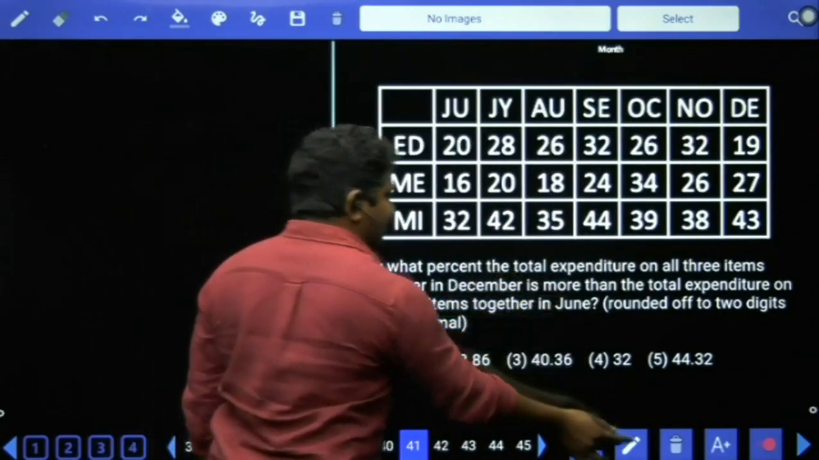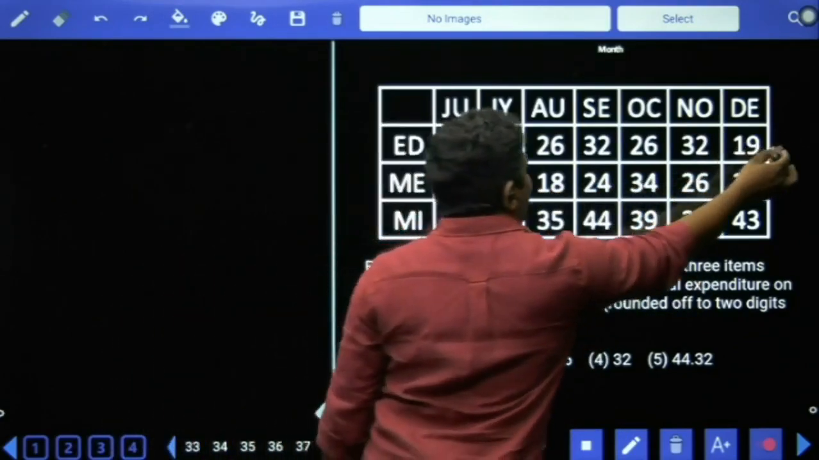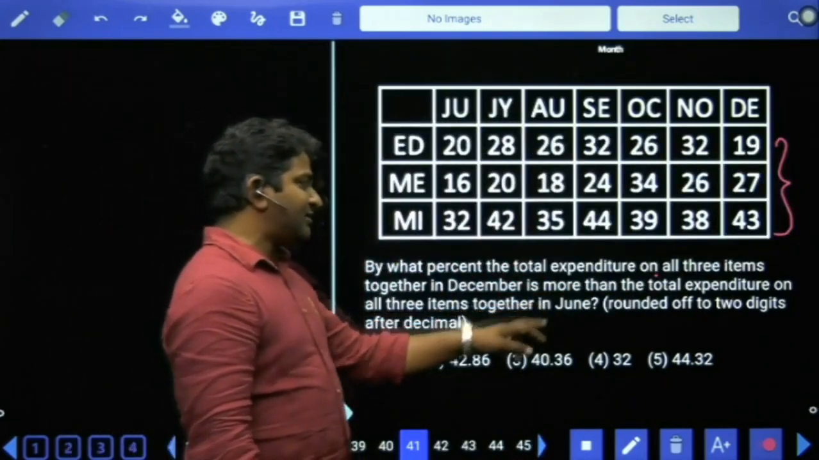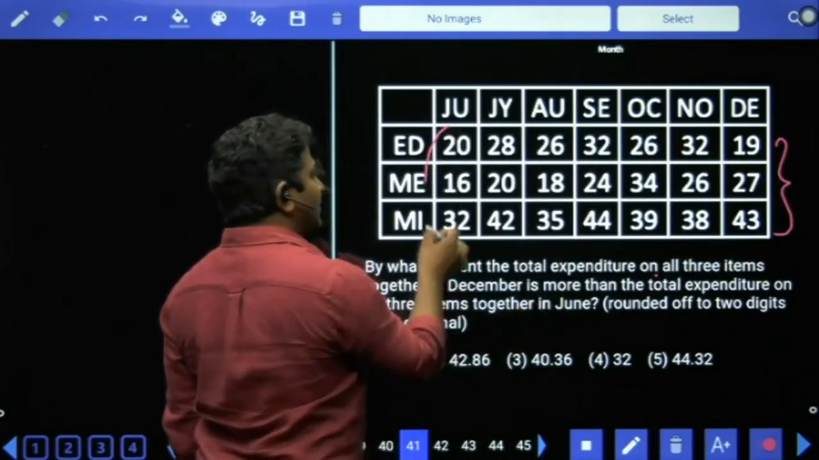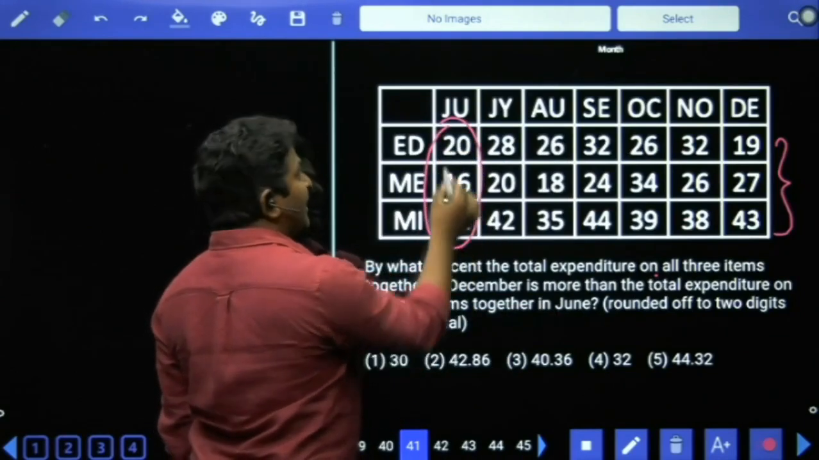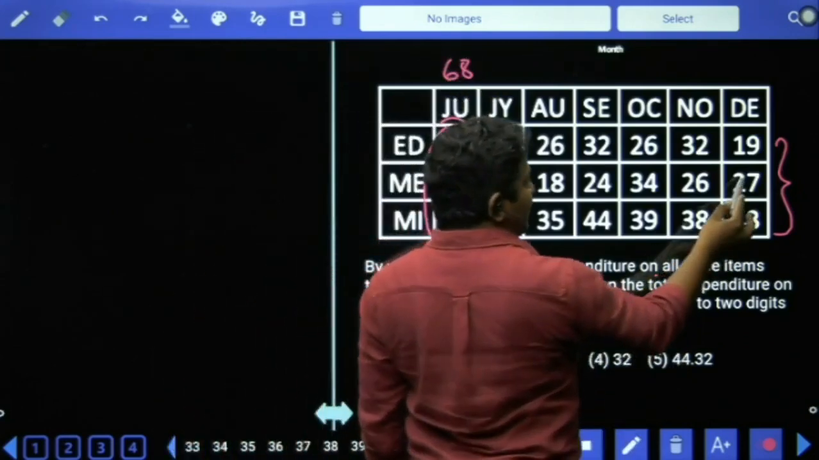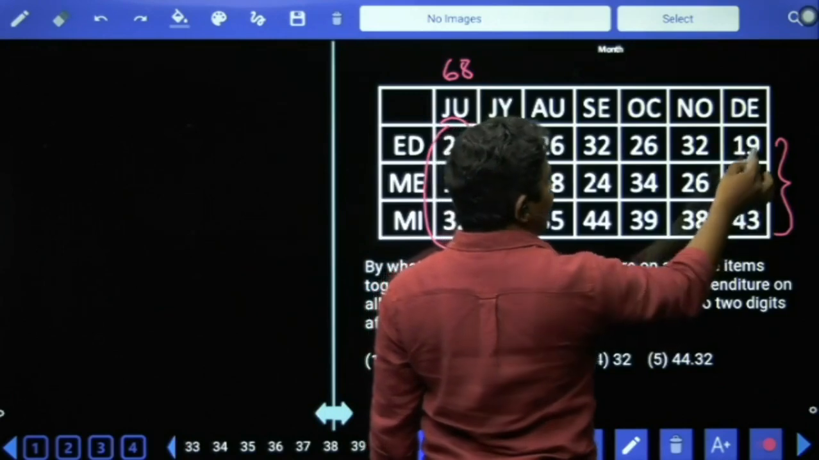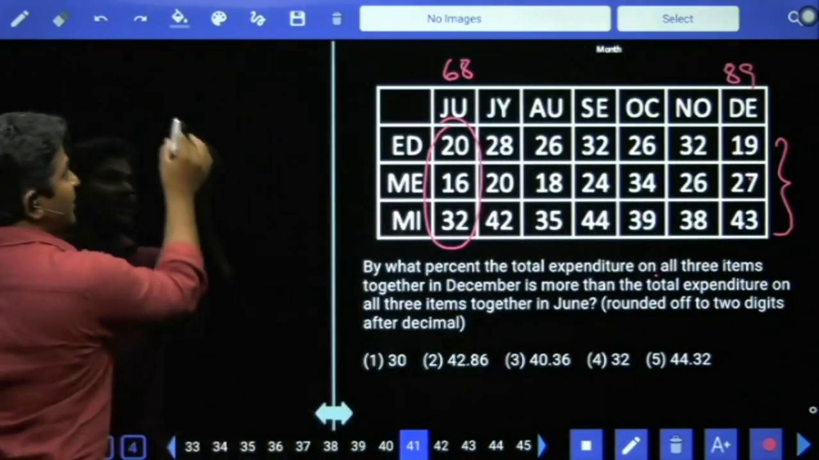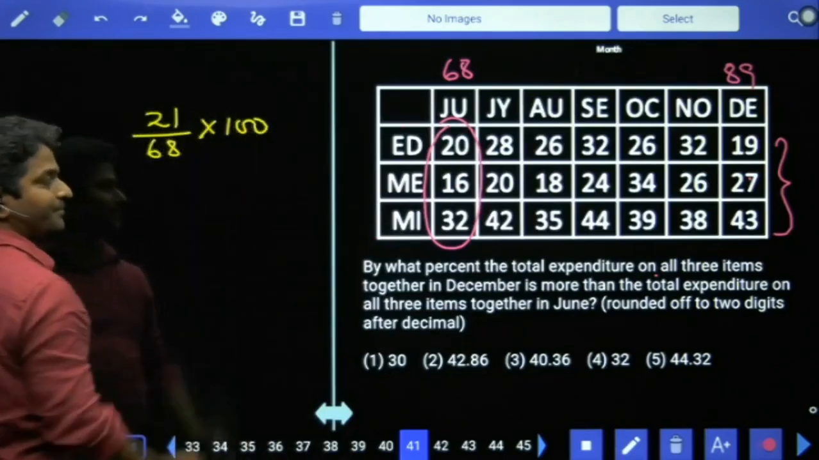By what percentage is the total expenditure on all three items together in December more than total expenditure on all three together in June? Sum of all the values: 20, 30, 60, 68. This is equal to 68. And in December, 40, 60, 70, 89. This is 89. 89 is how much more than 68? That is 21 more out of 68, percentage into 100.